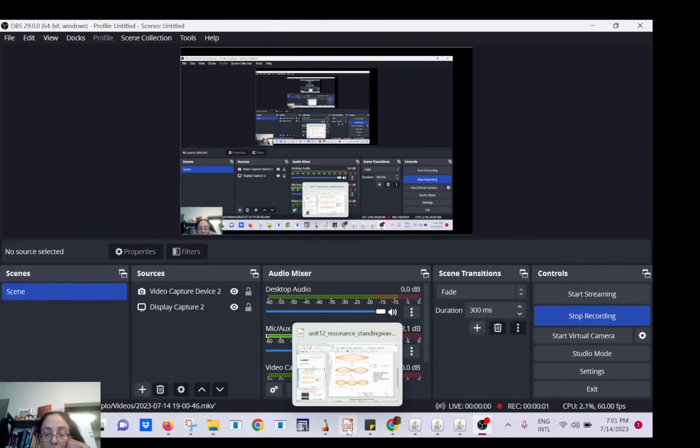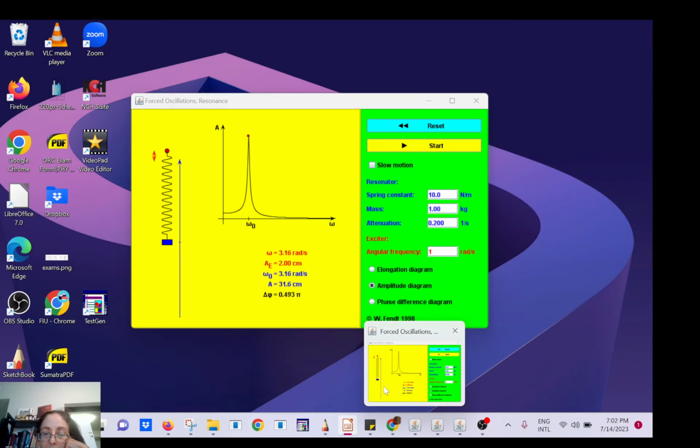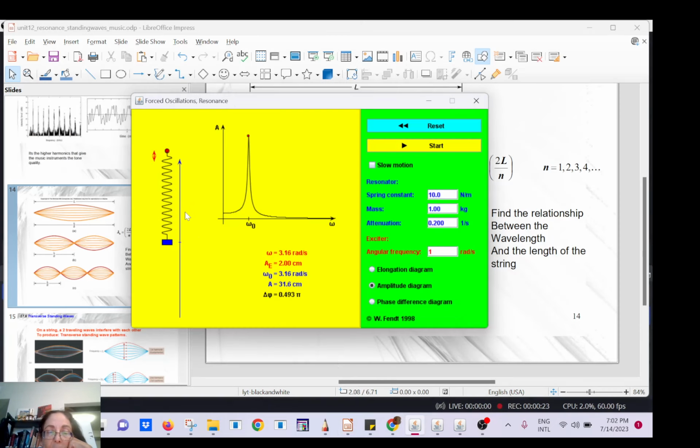Hi guys, before doing the math for standing waves, we will start with a string here. It could be the string of a violin or the string of a guitar, and it's fixed at both ends. I would like to do the math for that, but before that, I have found another app for driven oscillations, and I just wanted to share that with you.